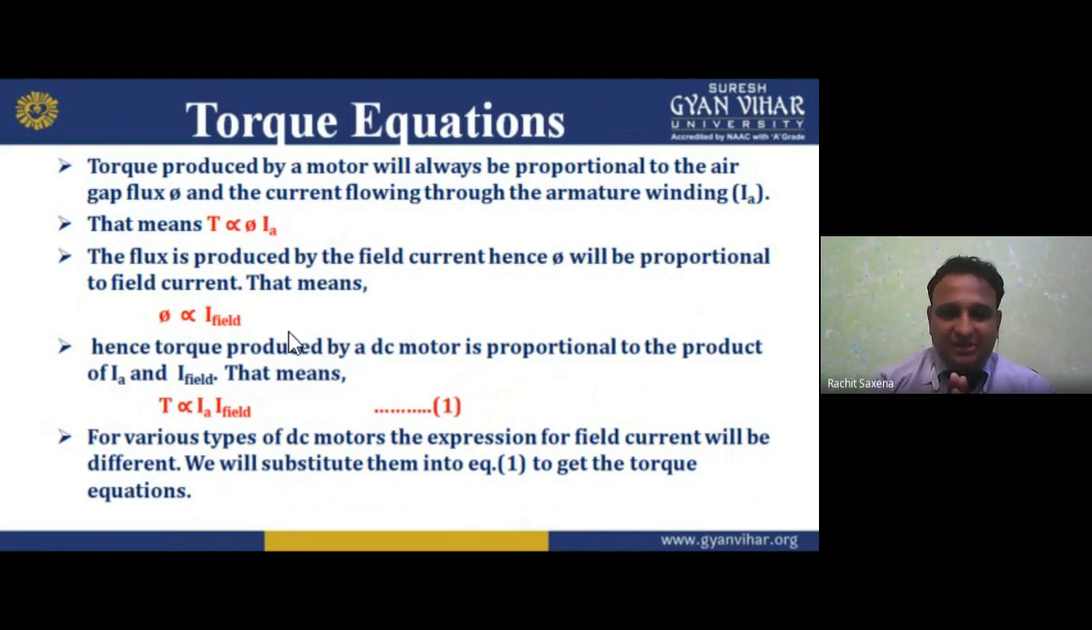Now, for the various types of DC motors, the expression for field current will be different. Series, shunt, compound, separately. We will substitute them into equation number 1 to get the torque equation.